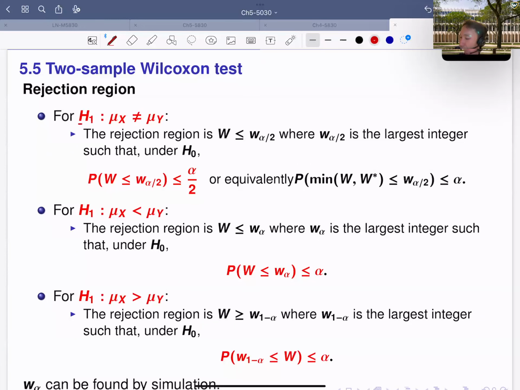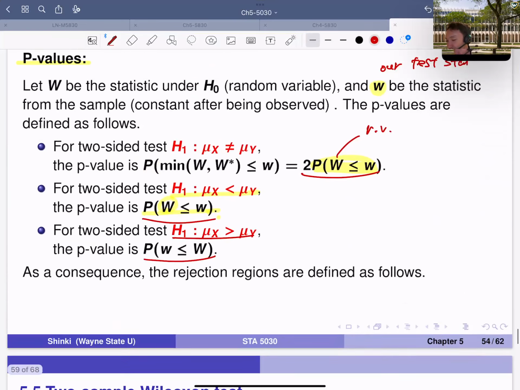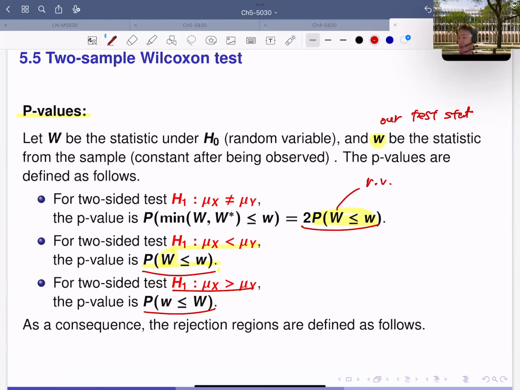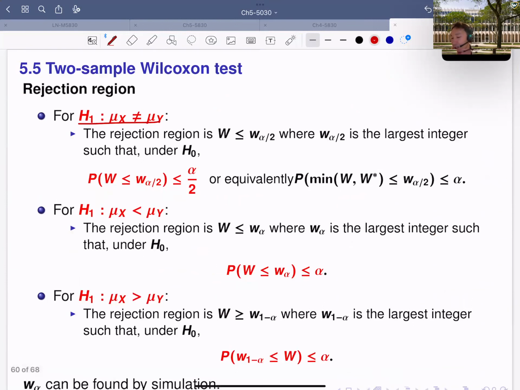So for example, for a two-sided test, maybe we can skip this. The rejection region isn't really necessary. As long as we can calculate the p-value, we can decide. So we can say if the p-value is less than 0.05, we reject the null hypothesis. And also we can construct a rejection region based on this theory.